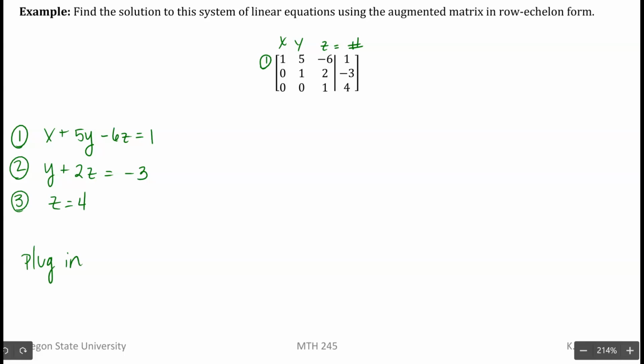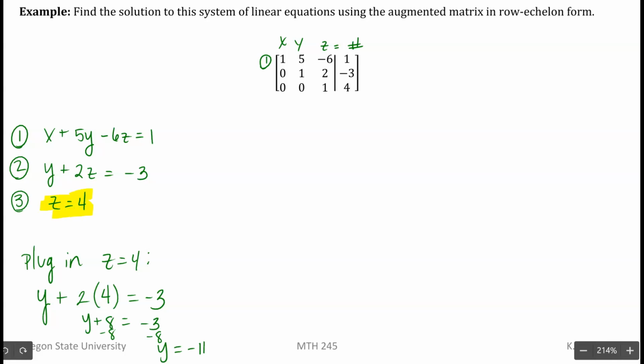So we're going to plug in z equals 4. So we have y plus 2 times, we're plugging in z equals 4, so we'll put a 4 there, equal to negative 3. Now here it looks like we're going to end up with y. We're going to solve for y. So we have y plus 8 is equal to negative 3, and we're going to subtract 8 from both sides, and we get that y is equal to negative 11.